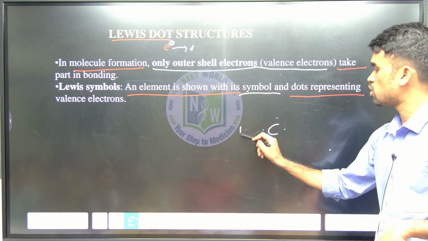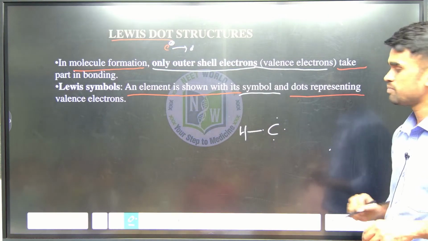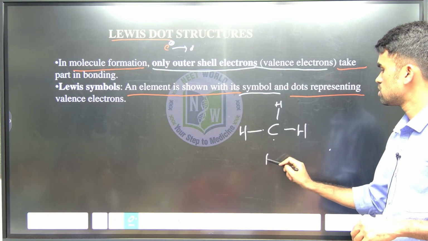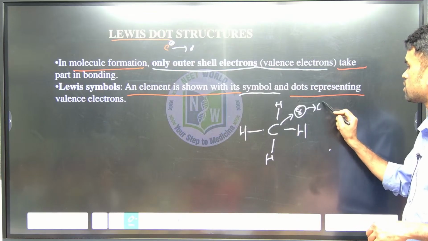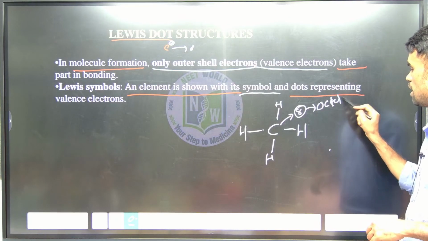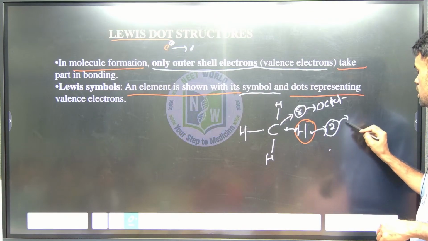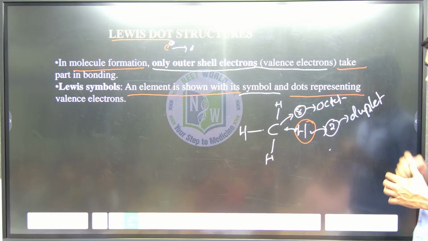Hydrogen, how many electrons are there? 1. So it will make one bond like this. Like that, how many bonds are possible for carbon? 4. So that carbon will get 8 electrons. This is called octet configuration, and hydrogen will get 2 electrons, which is called duplet configuration. Okay, that's it.